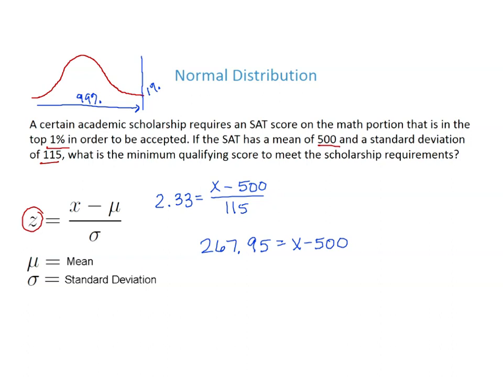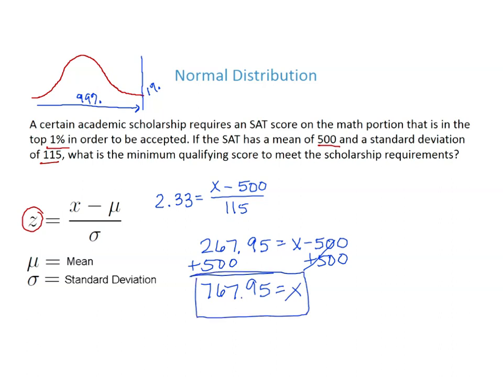And then I continue solving. To solve this equation further, I would have to add 500 to both sides. So I get 767.95 is equal to X. So that is the score that I would have to get on the math portion of the SAT in order to qualify for this scholarship. And that's pretty close to perfect for the math portion on the SAT.